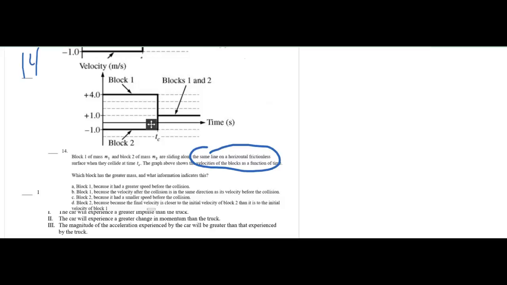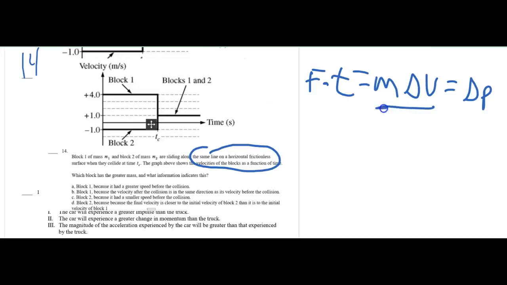This is a collision. Anytime you have a collision, you can look at your momentum and impulse equations. So I like this: force times time equals m change in v equals change in momentum. What information does this problem ask about? This asks about masses and velocities. So I'm going to have to do something with this. We can see they have the same mass, I believe. No, they have different masses, because it's asking about that.